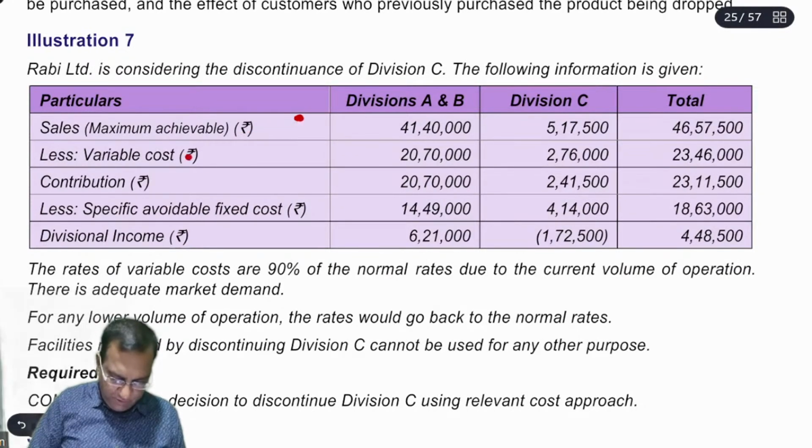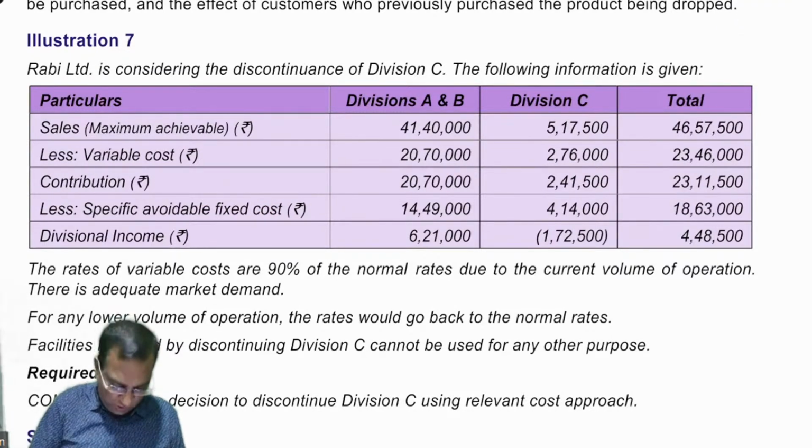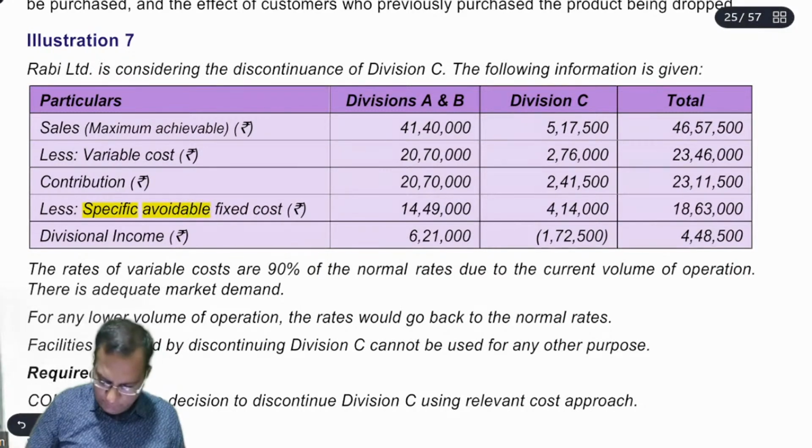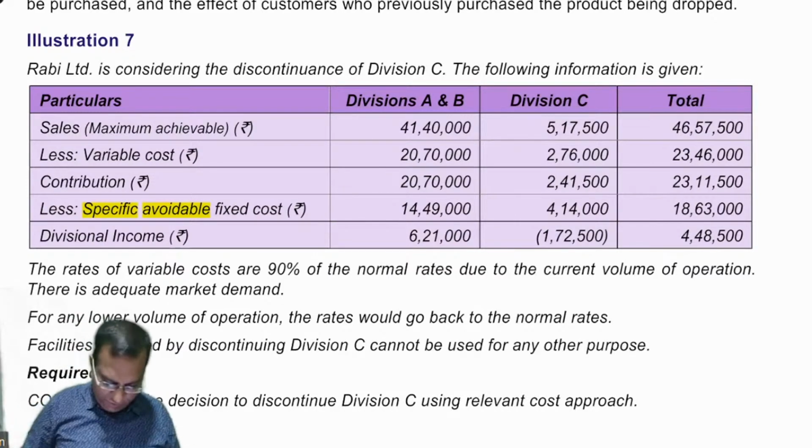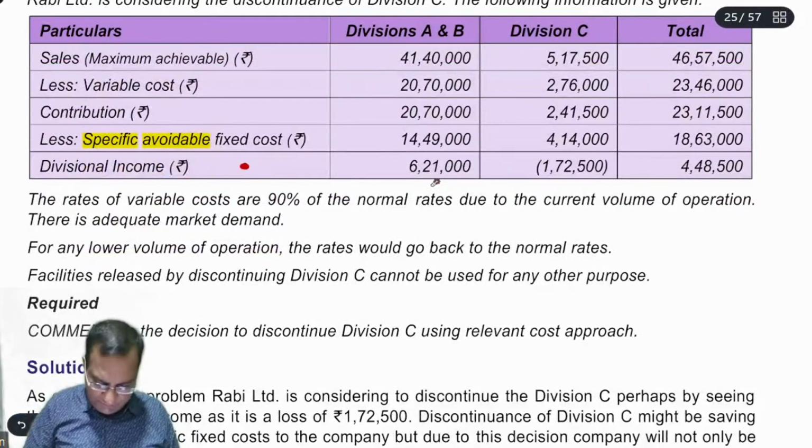Sales given, variable cost given, contribution given, specific avoidable fixed cost. There are two important words used before the fixed cost. The first one is specific. The second one is avoidable. We will later on focus on what this word signifies. Specific and avoidable have been used with the word fixed cost. Divisional income has been given.